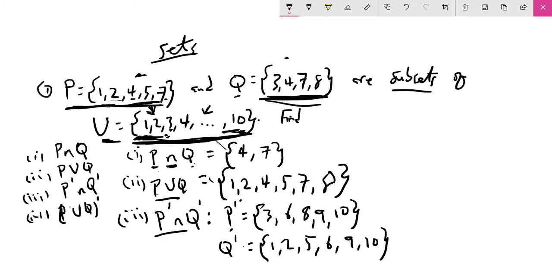Now we are supposed to find P complement intersection Q complement. So we look at these two sets, and then we determine which elements are common to both, and that gives us the final answer. So P complement intersection Q complement is equal to the set: 6 is common, then 9 and 10. So this gives {6, 9, 10}.